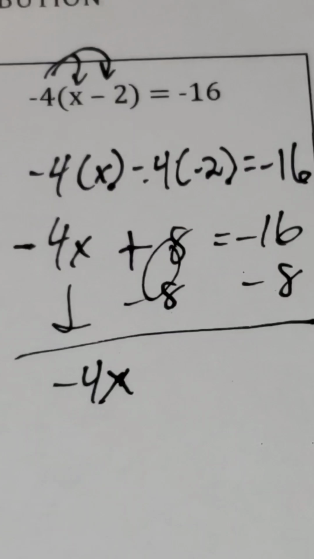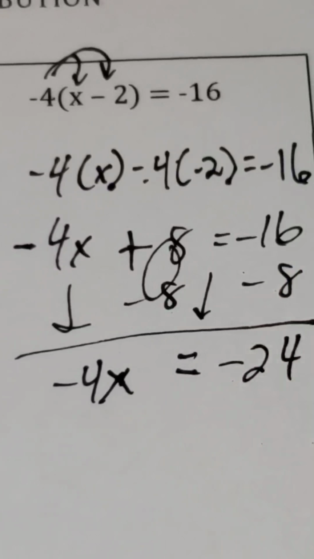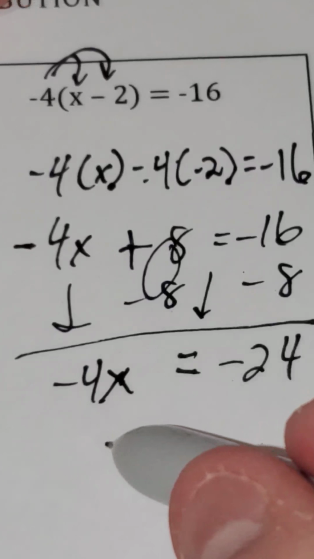8 minus 8 is 0. Bring down the equal sign. You might want to use the calculator here if you're struggling. But remember, a negative minus another number is just a bigger or larger negative number, if you will. Negative 16 minus 8 is negative 24.